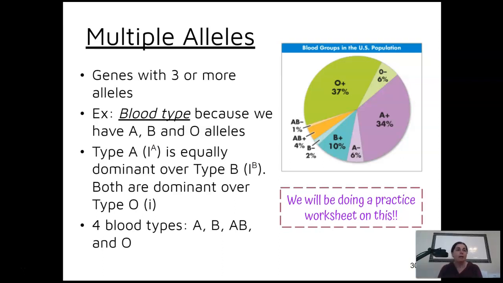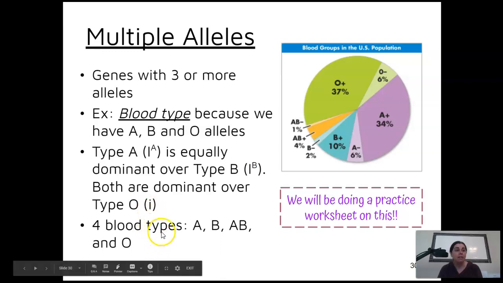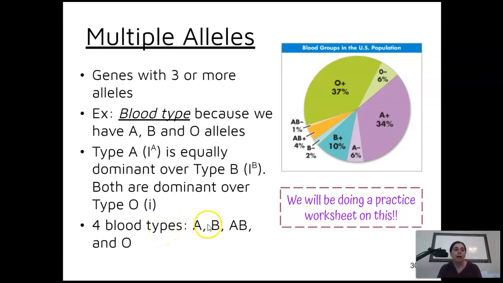Type A, and we use the letter I for blood type, big I, and then in the superscript, so normally we've been doing subscripts, now we're doing a superscript of a big A, that is going to be equally dominant over type B, which is going to be I^B, with the capital B in the superscript. But both of these are dominant over type O, which is going to be your lowercase i. So we actually have 4 types of blood types for this, even though there's only 3 genes. We have A, B, AB, and type O.